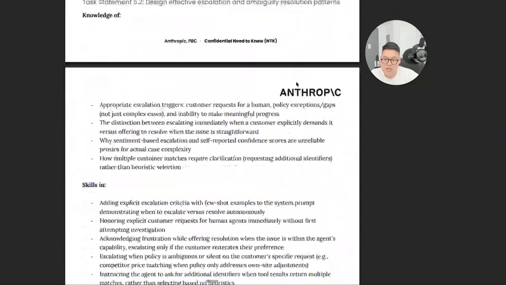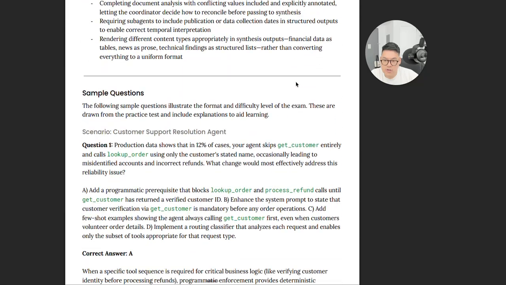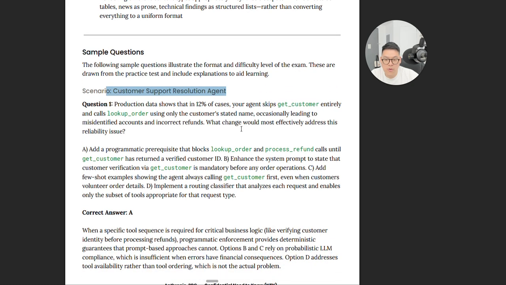Here's the thing. We're going to go down here. We're going to have all these different scenarios, and there are sample questions. Basically, now we know all the different ways the customer support resolution agent can break and all the things that can go wrong as a result. We have all these different problems, something that we're going to be training on very intensely in the coming weeks, getting ready for the exam as a group.